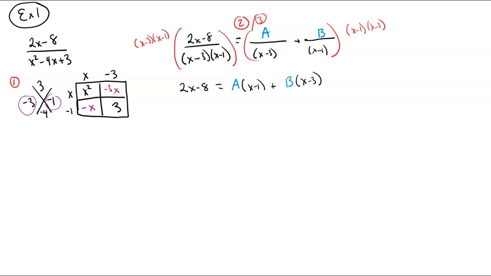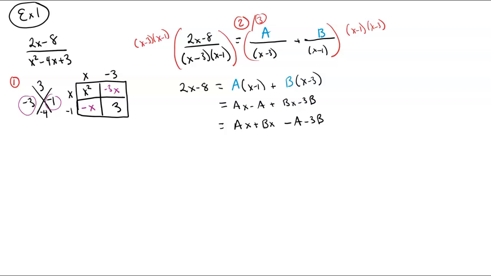Now before I can set up a system, I have to kind of rework the right-hand side. So I'm going to distribute the A inside. So I'm going to get ax minus a, and bx minus 3b. I want to move things around so that my x's are with my x's and the things that don't have x's are with each other. So I'm just going to move things, so ax plus bx, and then minus a minus 3b.